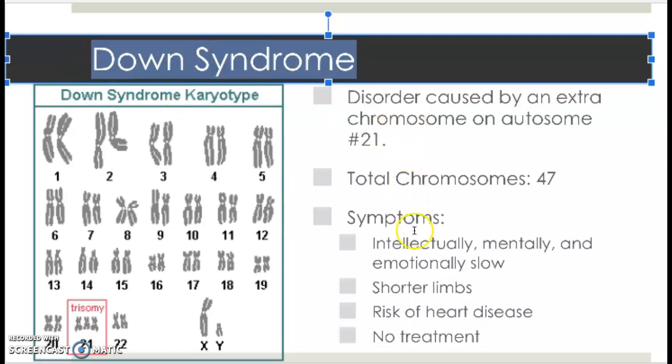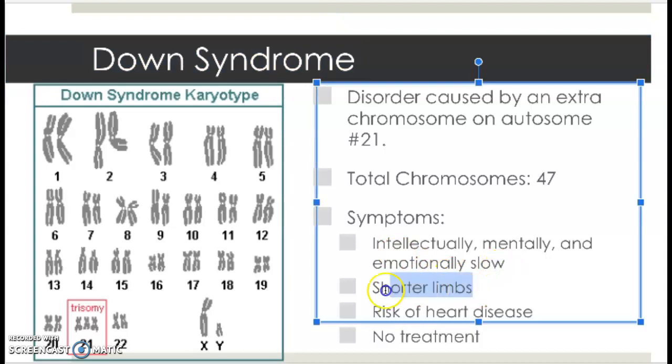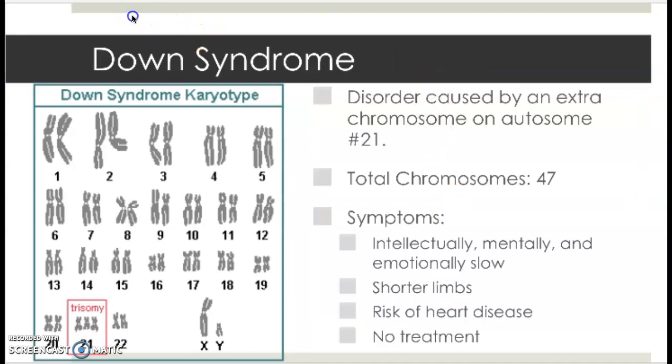So Down syndrome is when individuals are intellectually, mentally, and emotionally slow. They typically have shorter arms, shorter legs, right? These are called limbs. They are at risk of heart disease, and there is no treatment. So if you have Down syndrome, there's no way we could reverse it, because it's found in the genes, and this individual has an extra chromosome.